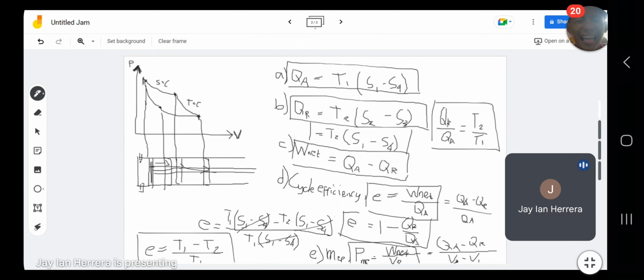Are there questions for the Carnot cycle before we solve problems? So, wala ka. Okay. Wait lang.